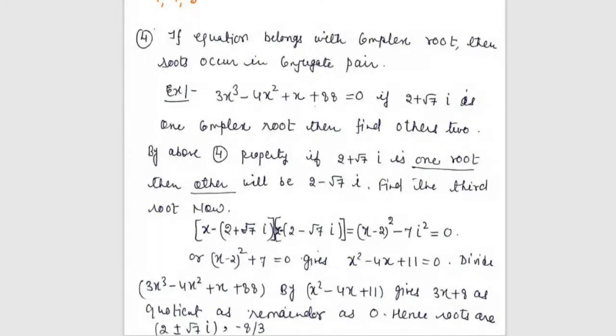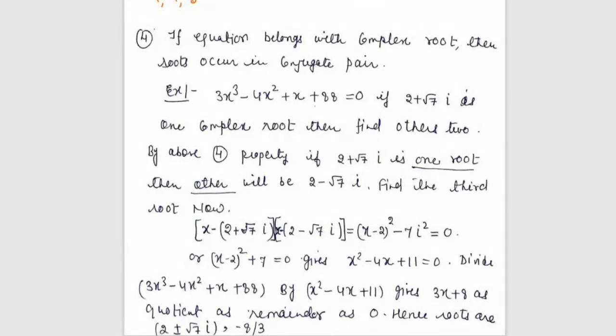The order of this equation is 3. So how many real roots may this equation have? At least one. At least one root may be real and the others may be complex. At least one real root. So how will you find the complex root? That we will see. If an equation has a complex root, then roots occur in conjugate pairs.